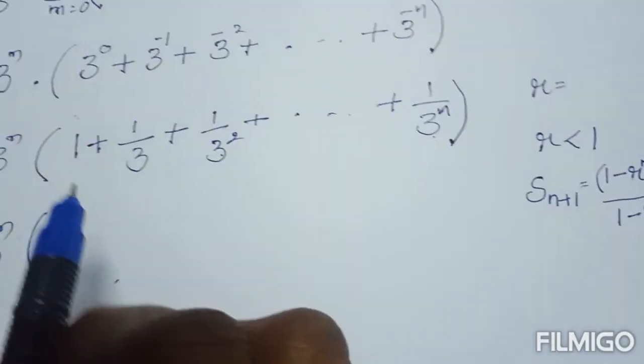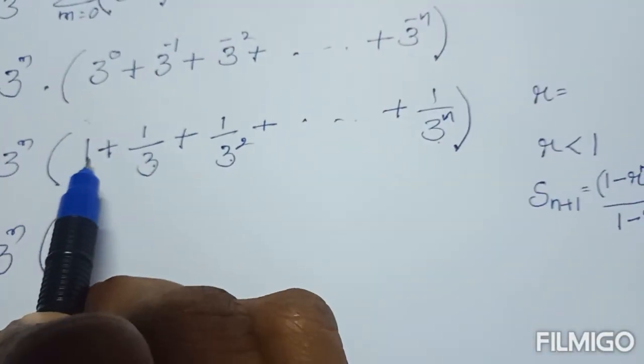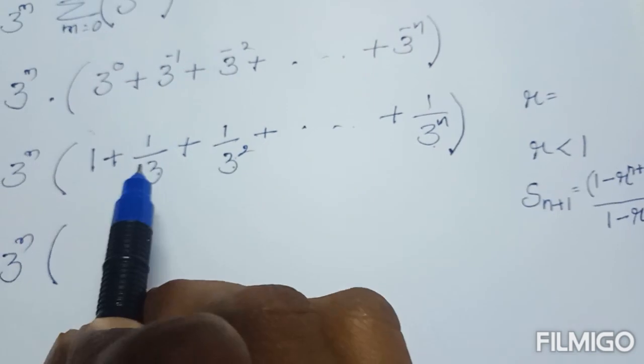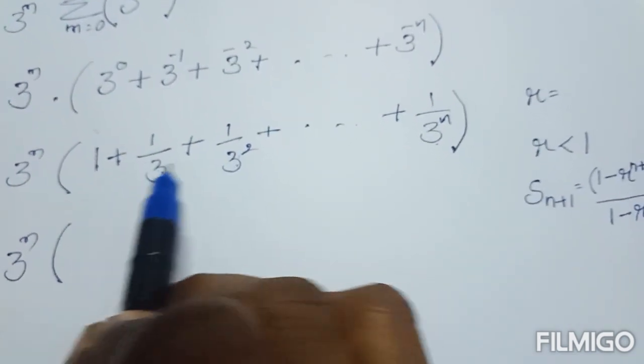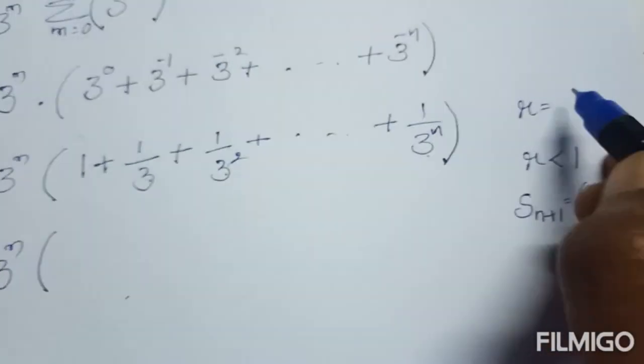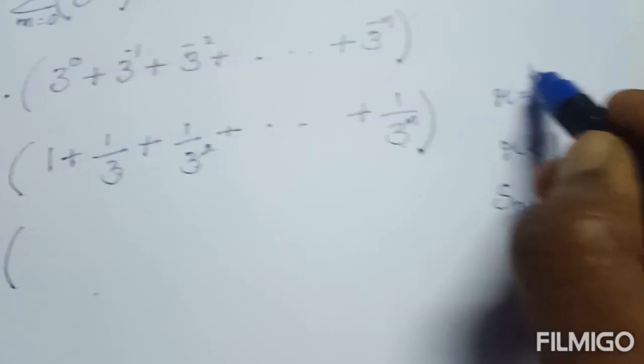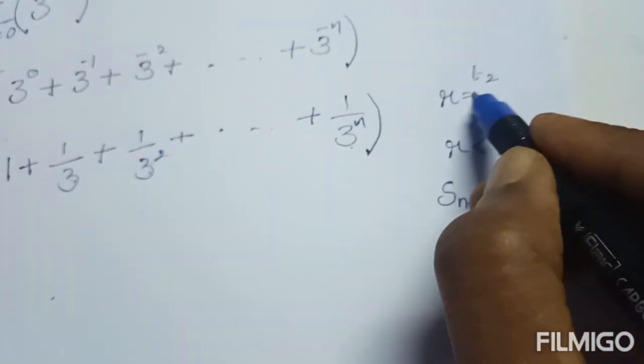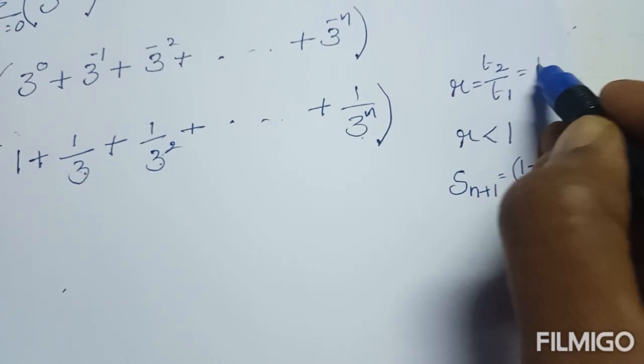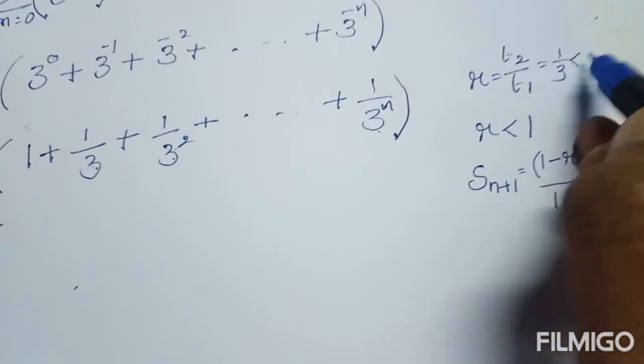Common ratio is obtained by taking second term by first term or third term by second term. This is called the common ratio. R value is second term by first term, equal to 1 by 3, which is less than 1.